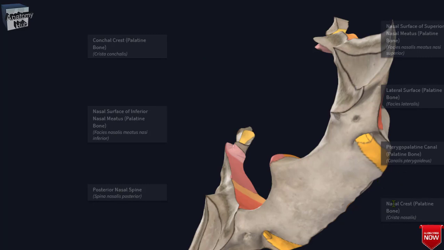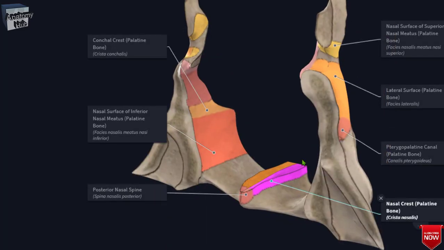And here you will find the nasal crest also. This nasal crest articulates with the vomer, and it divides the nasal cavity into two halves. Here you will find the posterior nasal spine. This is the posterior nasal spine, and this is the transverse plate, in the posterior view. And here at this point you will find a process, which is known as your pyramidal process.